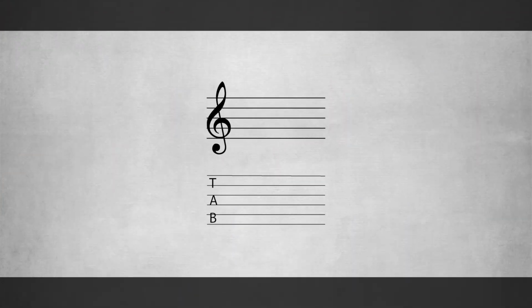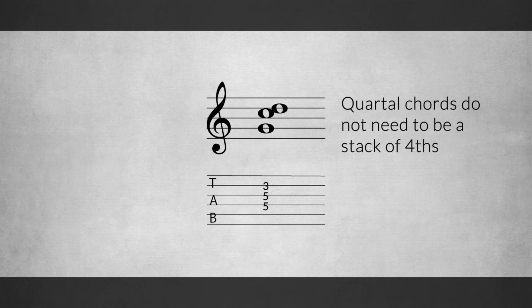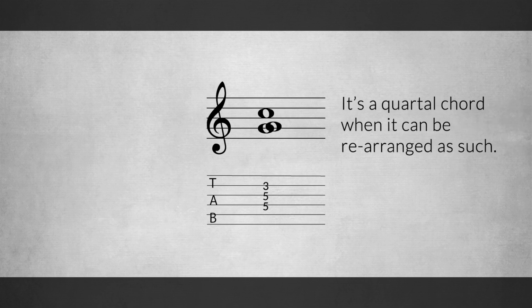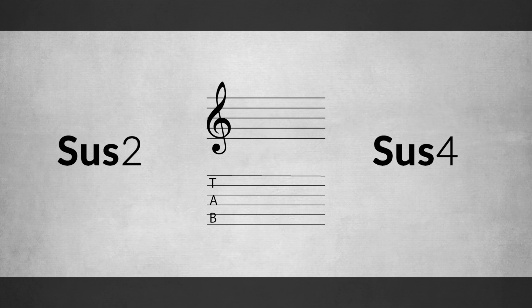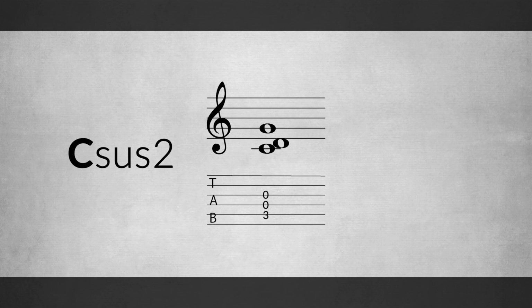Now quartal chords do not need to be a stack of fourths, they only have to be able to arrange to a quartal chord. The best examples are the suspended 2 and the suspended 4 chords. A C suspended 2 chord, for instance, can be rearranged to be a D quartal chord like this. The same goes for the suspended 4 chord, like C sus4, and this chord is easily transformed to an ambiguous sounding quartal chord on the note G like this.